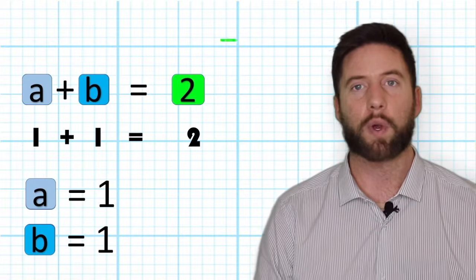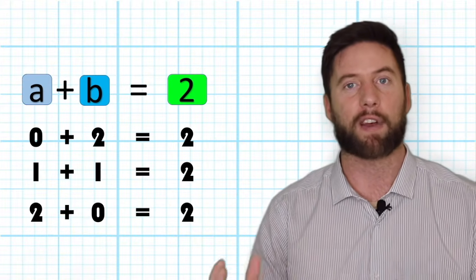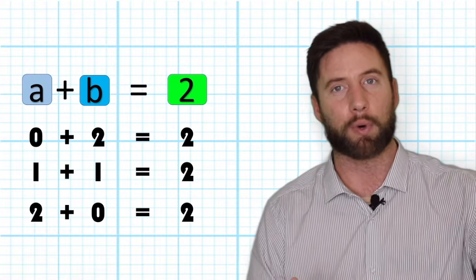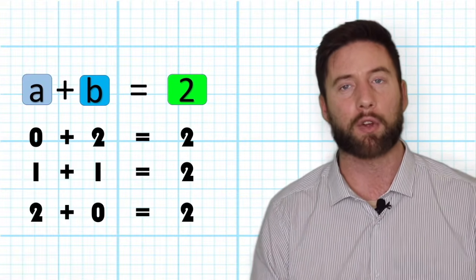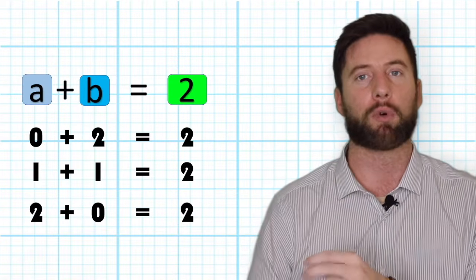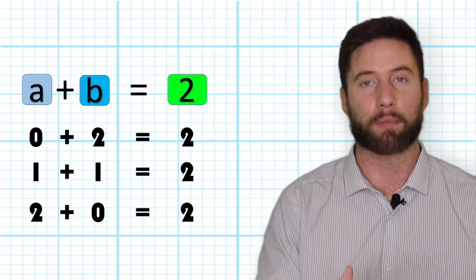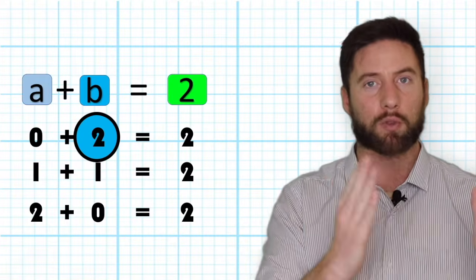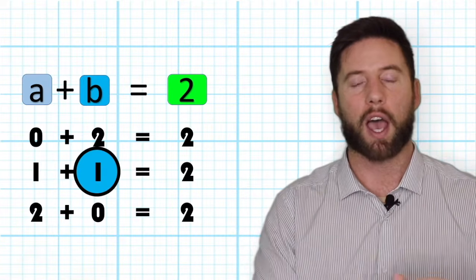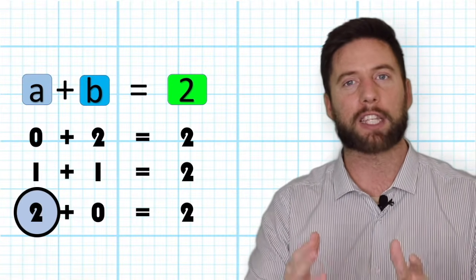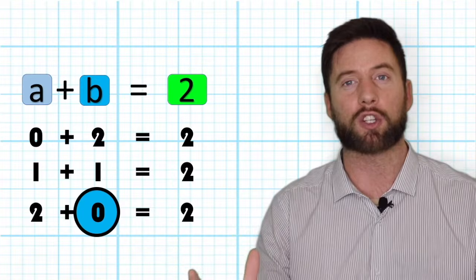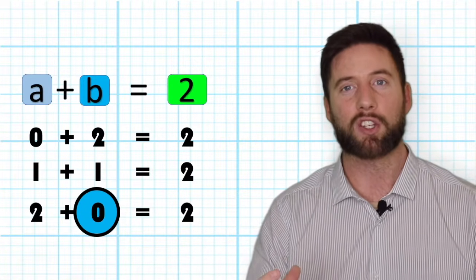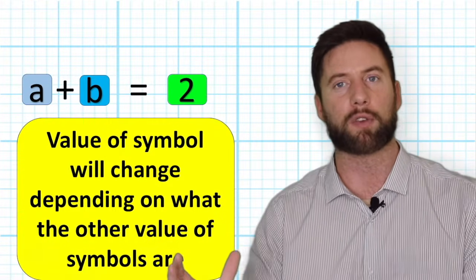There will be times where they just happen to represent the same value. And that brings us on to something else that's really important. Did you notice that each symbol could be represented with a different value, depending on what the other symbol was representing? For example, if A is 0, then B has to be 2. If A is 1, then B has to be 1. And if A is 2, then B has to be 0 in order for the equation to be balanced and to be equal. So a symbol's value can change depending on what the other symbol's values are doing.